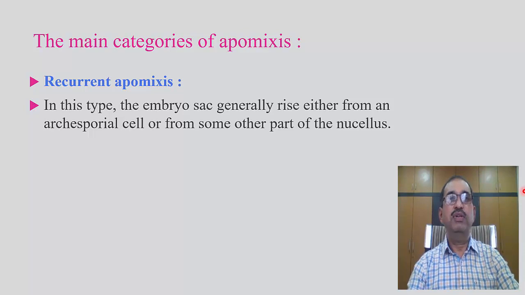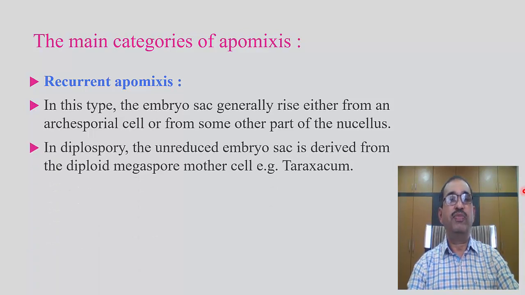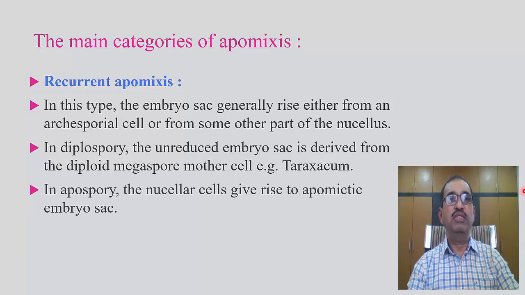The main categories of apomixis: recurrent apomixis. In this type, the embryo sac generally arises either from archesporial cell or from some parts of nucellus. In diplospory, the embryo sac is derived from the diploid megaspore mother cell. In apospory, the nucellar cell gives rise to apomictic embryo sac.